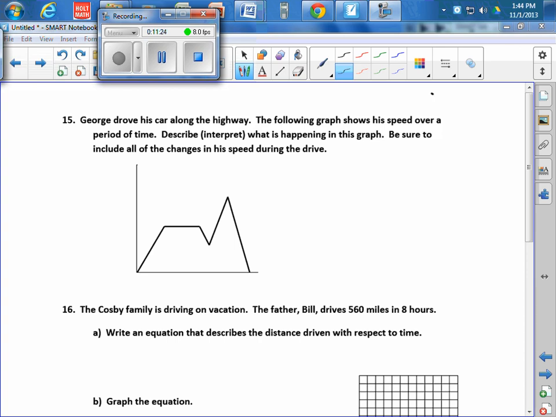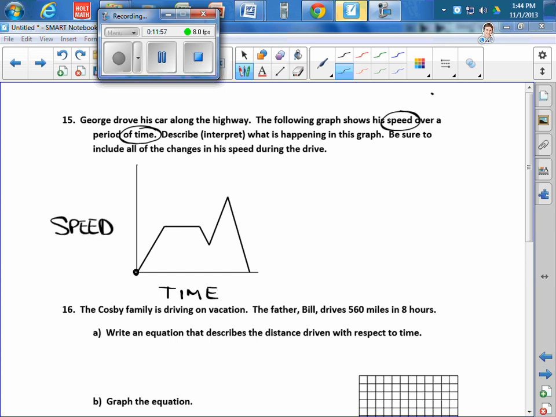In number 15, George drove his car along the highway. The following graph shows his speed over a period of time. Describe, interpret, what is happening in this graph. Be sure to include all the changes in his speed during the drive. Meaning this, class. Now, usually when we have two things that we're comparing here, like for example in this one, we have speed over a period of time. Time is going to go on the x-axis. What's happening to his speed as he does that?